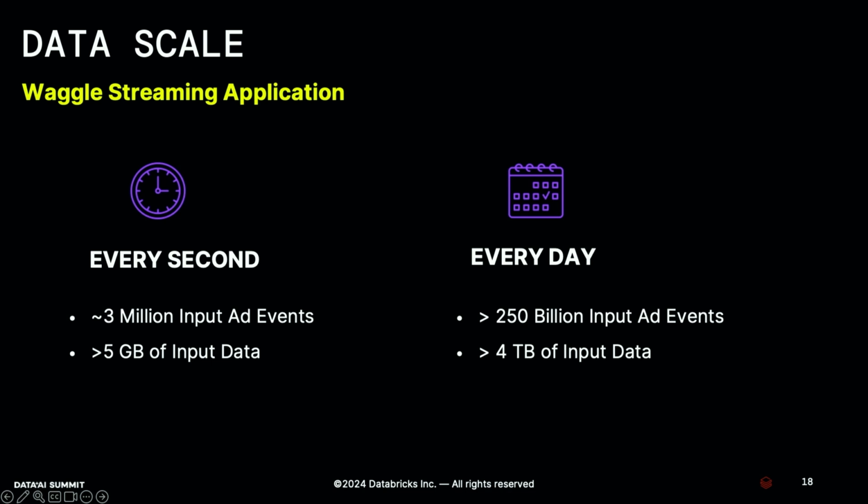I believe another key to understanding a data processing system is to understand the scale of its data. Every second, Waggle receives and processes 3 million ad events on average at over 5 gigabytes per second, which translates to over 4 terabytes of input data processed per day.